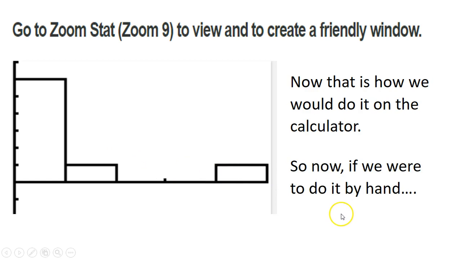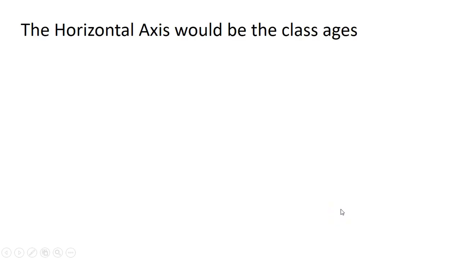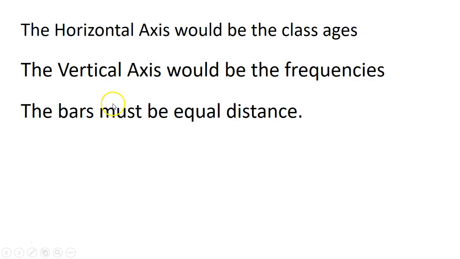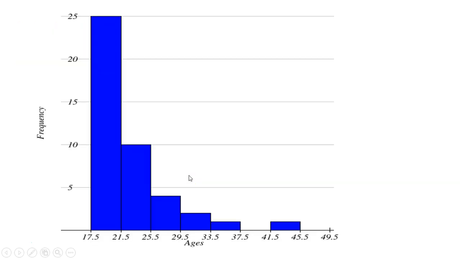So now if we were to do it by hand, what would it look like? The horizontal axis would be the classes, and you've got to label them. The vertical axis would be the frequencies. Again, you've got to label them. The bars must be equal distance. As I'm looking at this, here was my graph, by fours every time like I said to put. I have it labeled by ages, my frequencies. If you were to do this by hand, this is what you would have to do to show them.